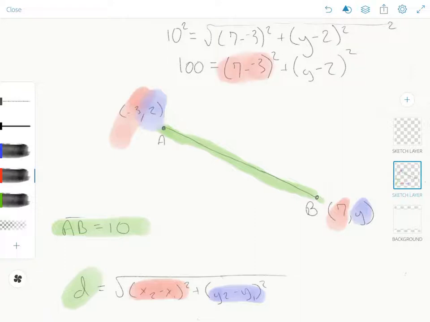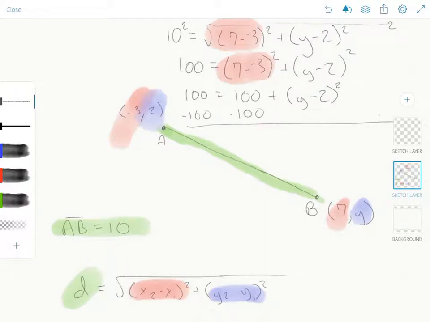This part in here, the x difference, is pretty easy. 7 minus -3 is 10. 10 squared is 100. So we've got 100 equals 100 plus y minus 2 squared. Now, it's pretty obvious that we can subtract 100 from both sides, and that leaves us with 0 equals y minus 2 squared. We're almost finished.